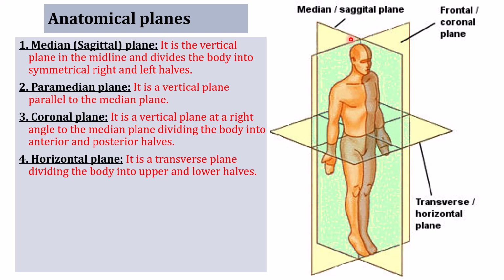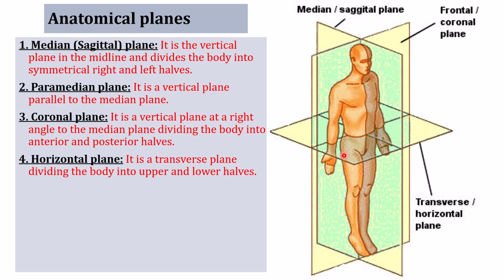Then number 3, coronal plane. Can you see this plane which is in this direction? This is also a vertical plane, but this plane will be at right angle to the median plane. You can see here it is making a 90 degrees angle with the median plane. So this is a vertical plane at right angle to the median plane, dividing the body into anterior half and the posterior half by the coronal plane, which is also called the frontal plane.